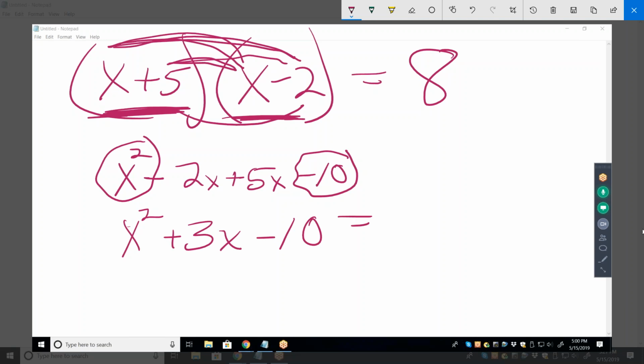Okay, now let's go back up here a second. I've got two things multiplied together equaling 8. Don't know how to solve that. That's impossible to solve, because it could be 4 times 2, it could be 1 times 8, it could be all kinds of things. But when you have two things multiplied together equaling 0, now you can solve it. Because if you can separate it into two things multiplied together, you know that one of them has to be 0. So, what's my next step?